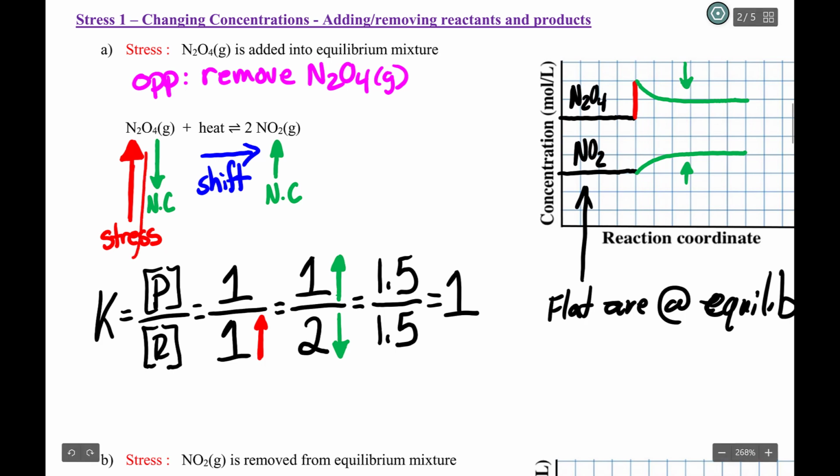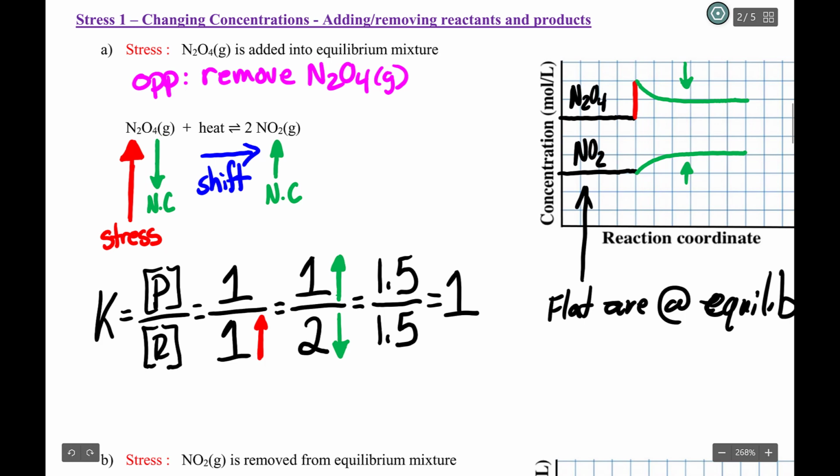If my stress arrow goes up, the system will always shift away from that side, and whichever way the system shifts towards, those concentrations go up, and whatever side they shift away from, those concentrations go down. So one more time, if my stress arrow goes up, I will always shift away. Whatever side my blue arrow points towards, my concentrations are going to go up. Whatever side it points away from, my concentrations are going to go down. Okay, so that's how it works for this scenario.